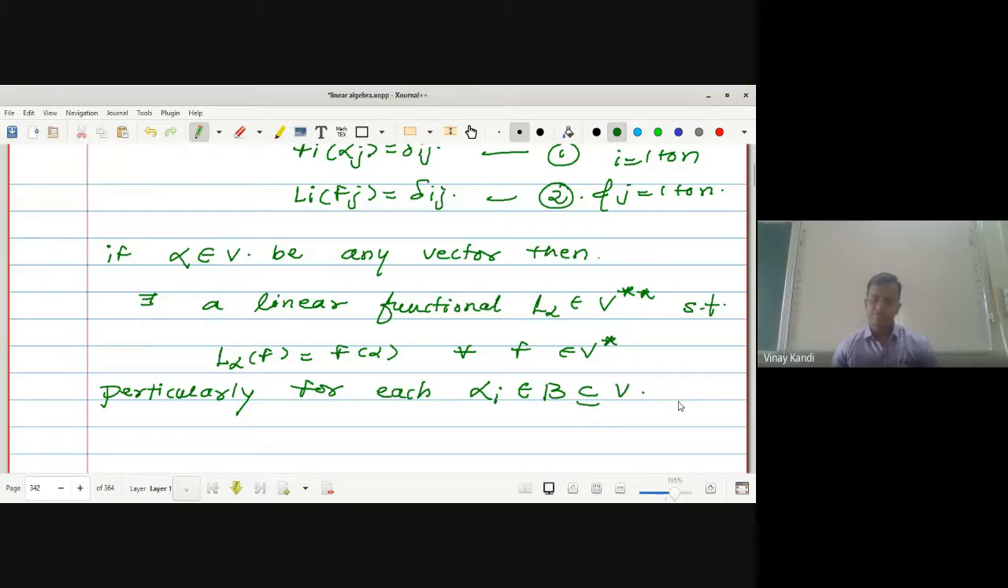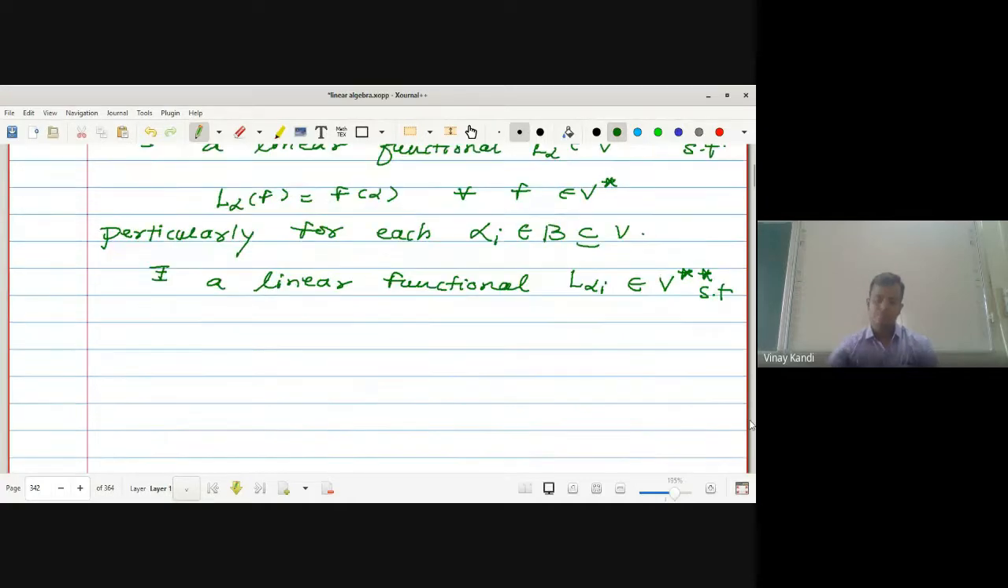Okay, we have taken any vector. Now in particular, which vector did we take? Alpha i belongs to the basis, which is contained in V. There exists a linear functional L alpha i belongs to V double star, such that L alpha i of F is equal to F of alpha i for all F belongs to V star. Any doubt up to here?